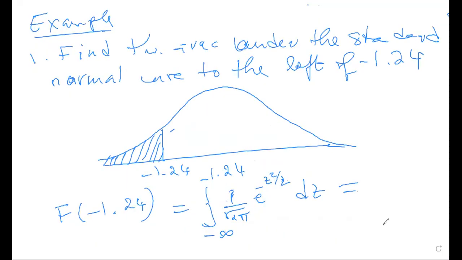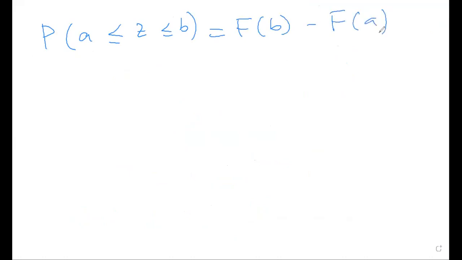So we also want to know that in general, the probability that A is less than or equal to Z, less than or equal to B, is F of B minus F of A. We learned this before. So we know how to find F of A and F of B from that table. And for those who have a calculator, you can use a calculator to get that. But if you are taking an actual test, they won't let you use that kind of calculator. They will give you this table and you should be able to read it.